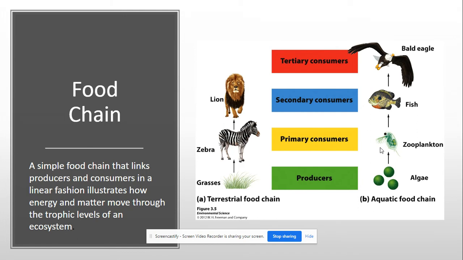And so, what might a food chain look like? A food chain is going to be a very simple link between our producers and our consumers in a linear type fashion that helps to illustrate how energy as well as matter is going to move in a given ecosystem.